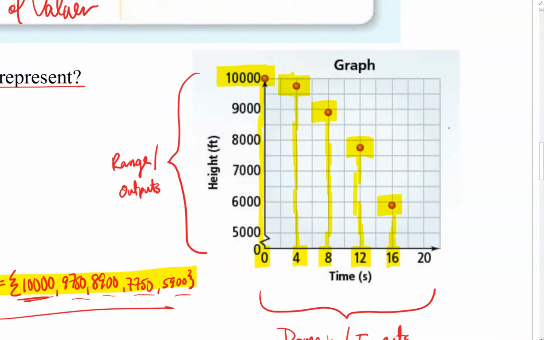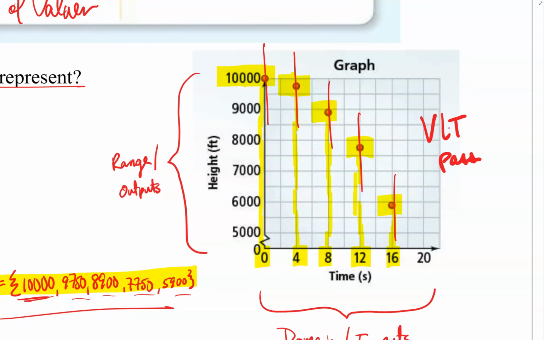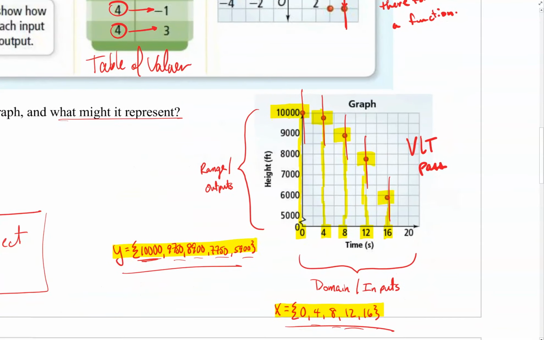In this graph, there was no vertical line that I could draw that would go through 2 points simultaneously. So this one would be a vertical line test pass. Therefore, this graph does represent a function.